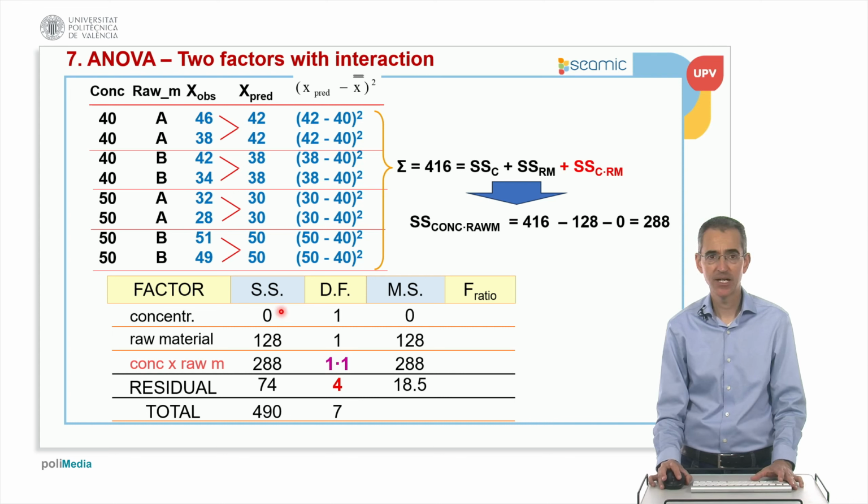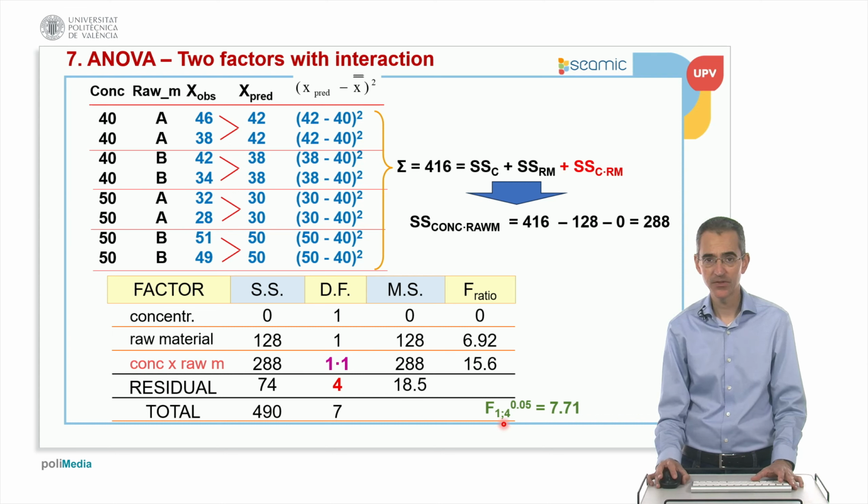So next, we divide the sum of squares by the degrees of freedom, and we get the mean squares. The same for the interaction, the same for the residual, and then we get the F ratio. The first one is 0, then we divide 128 by the mean squares of the residual, we get the second F ratio, and then the same for the mean squares of the interaction divided by 18.5, we get the F ratio for the interaction. And then for the 3 cases, in the numerator we have 1 degree of freedom, and in the denominator we have 4 degrees of freedom.